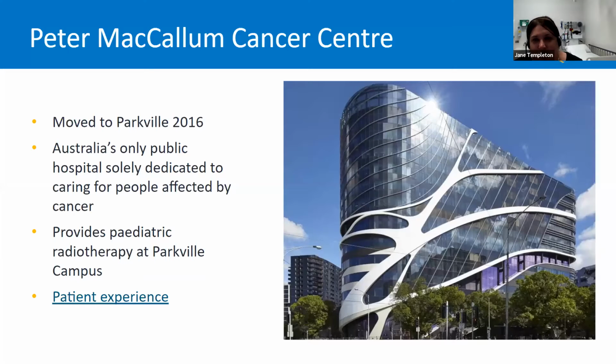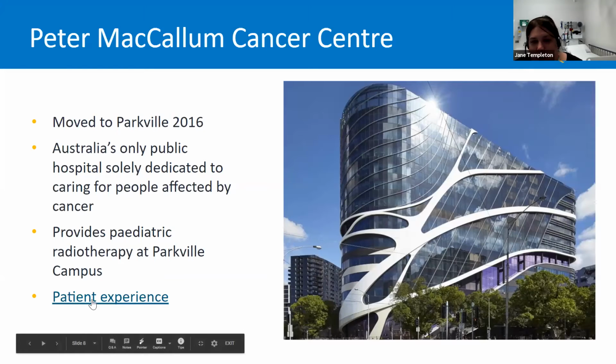The third hospital I spoke about was Peter MacCallum Cancer Centre, which is also another new building that moved to Parkville from the city in 2016. It's actually Australia's only public hospital that's solely dedicated to caring for people affected by cancer. They provide all our paediatric radiotherapy. They have the bunkers there at Parkville. What we've got is a little video of a patient experience just to show you the inside of the building and what happens to patients when they're there.